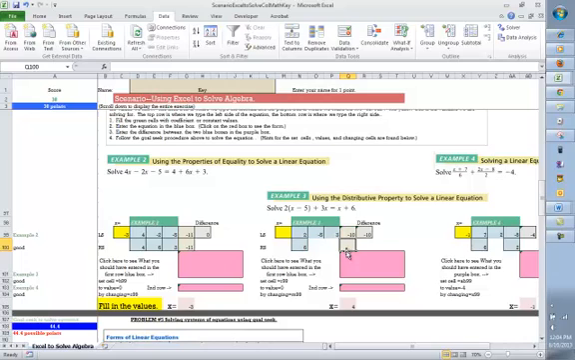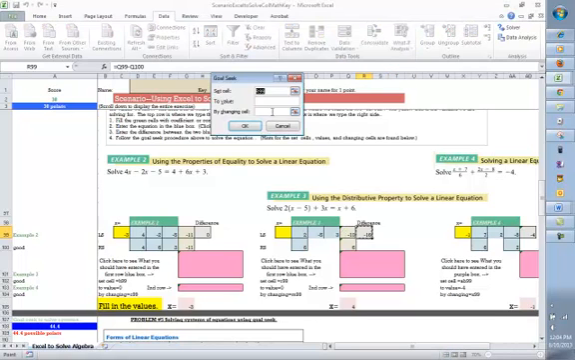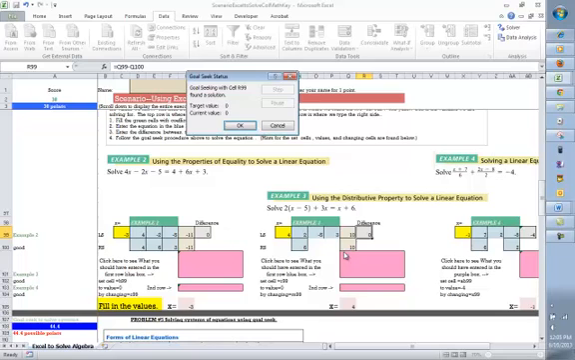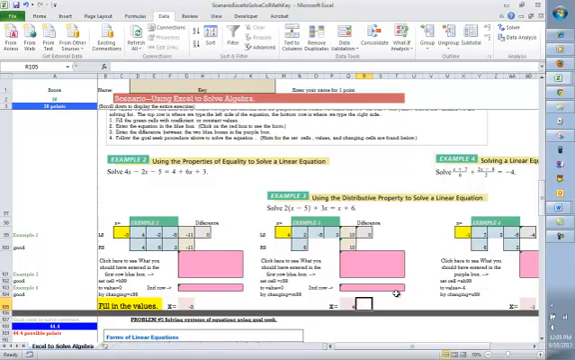On the right side, we've got the x value plus the 6. So we're going to goal seek, set that to 0 by changing the x value, and we get x is 4.